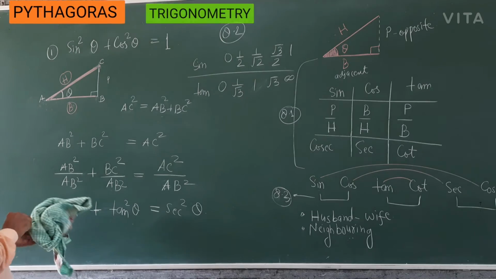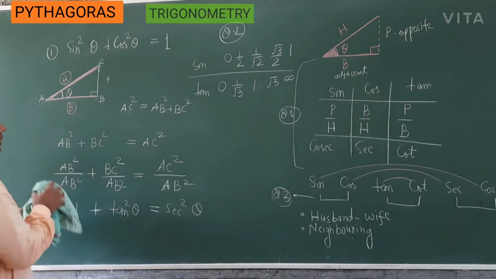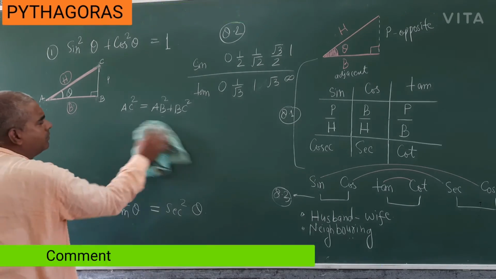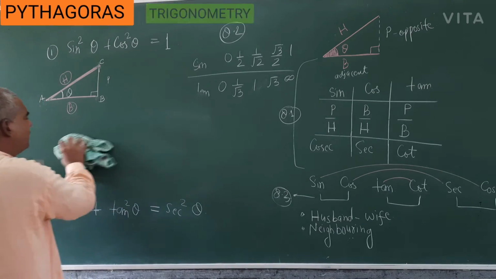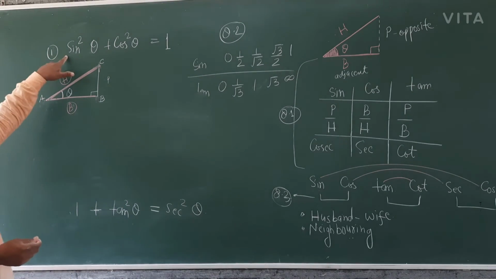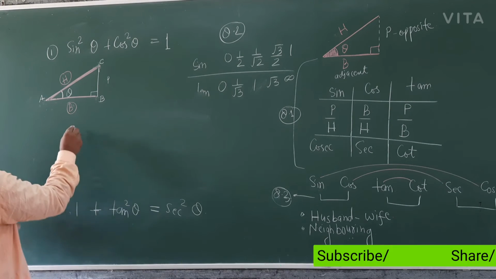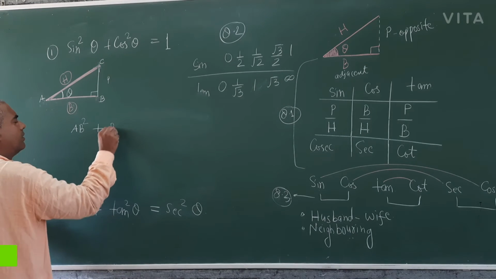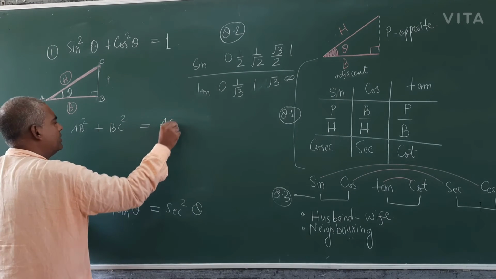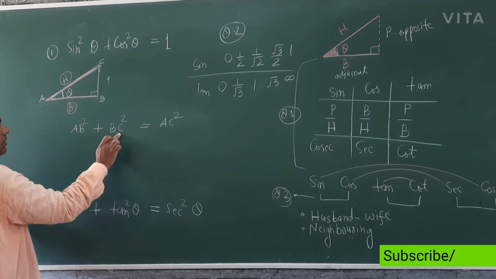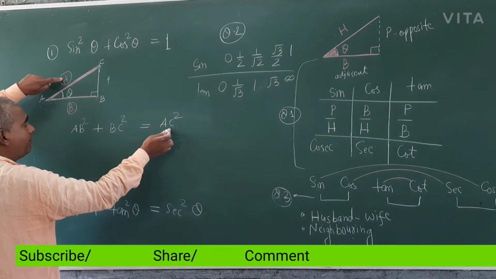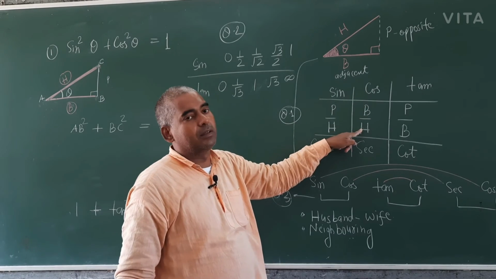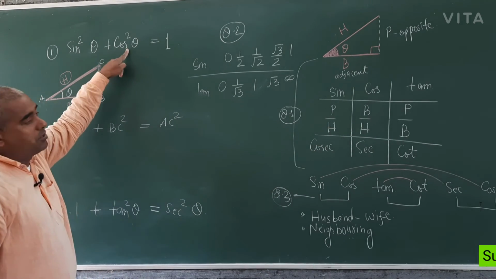So let me write, if I divide by BC square, then the same question. I have derived this one, then this one. Suppose I write here AB square plus BC square is equal to AC square, and divide by BC. Earlier I divided by AC, the hypotenuse. In the division by hypotenuse, two terms are there, sine and cos. So I got the relation sin square theta plus cos square theta.